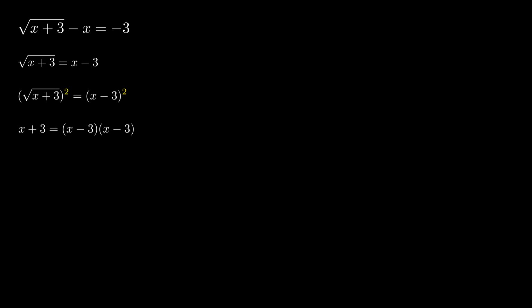On the left side, we still have x plus 3. On the right side, we multiply out to get x squared minus 6x plus 9. The right side simplifies to x squared minus 6x plus 9.